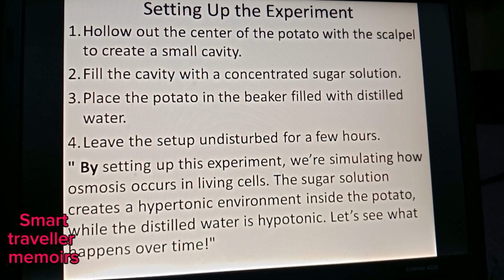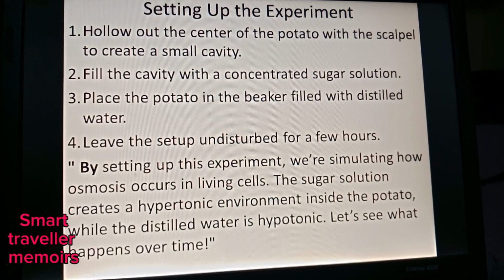Setting up the experiment. Step 1. Hollow out the center of the potato with a scalpel to create a small cavity. 2. Fill the cavity with a concentrated sugar solution. 3. Place the potato in the beaker filled with distilled water. 4. Leave the setup undisturbed for a few hours.